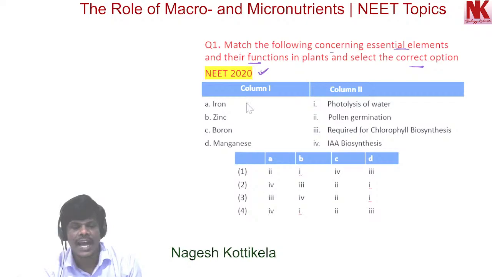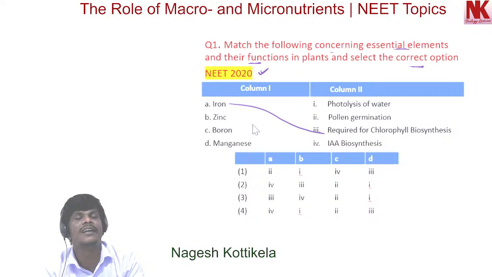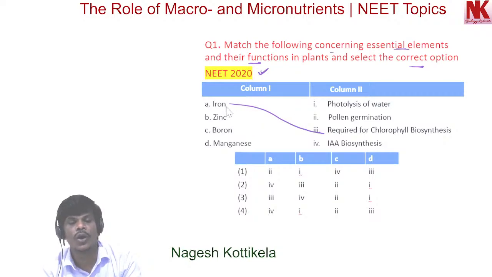Iron. What are the options? Let's check. Here, photolysis of water. No, it is not associated with photolysis of water. Pollen germination. No, this is not associated with pollen germination. Required for chlorophyll biosynthesis. Yes, this is required for chlorophyll biosynthesis. So this A can be matched with the third option in column 2. So iron is required for chlorophyll biosynthesis.